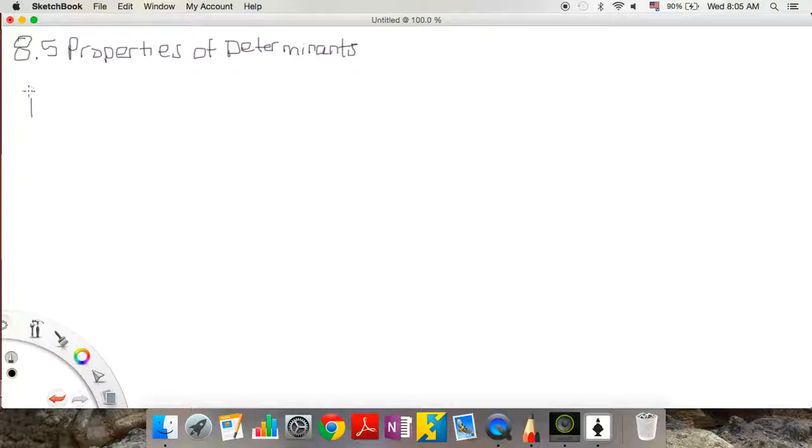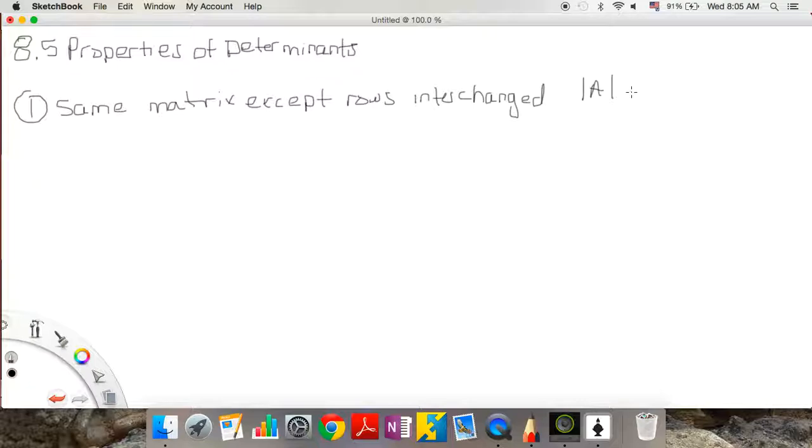So the first property we're going to talk about: if you have the same matrix except rows are interchanged, then the determinant of the first matrix, we'll call it A, is the opposite sign of the determinant of the second matrix. For example, if we have this matrix here, and we're going to use 2 by 2s because, like I said, you need to absolutely know how to do a 2 by 2, but I'm not concerned that you can do a 4 by 4 or 5 by 5. That's just more than what we need to deal with.